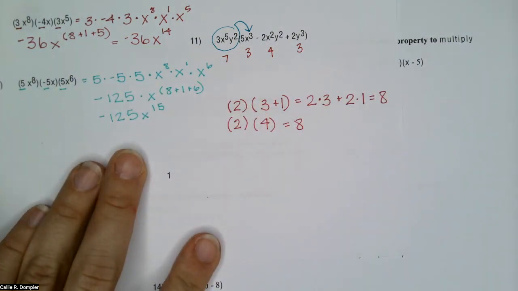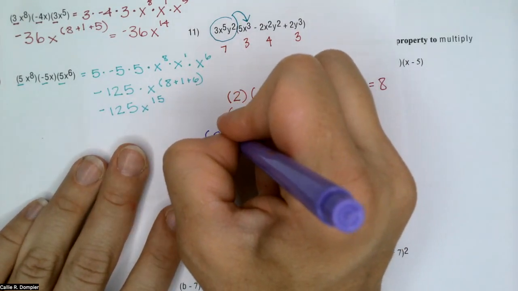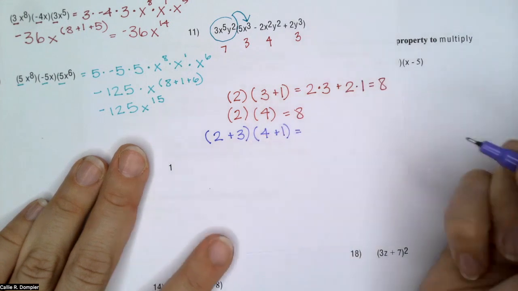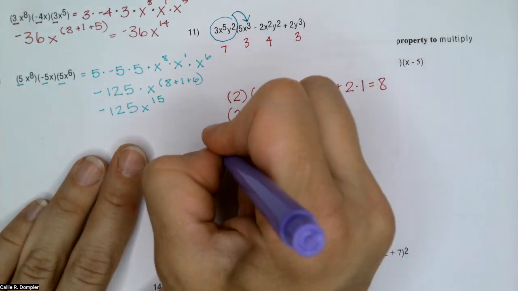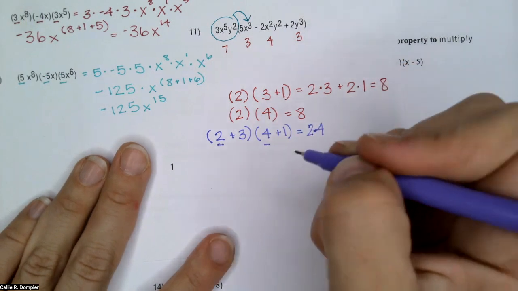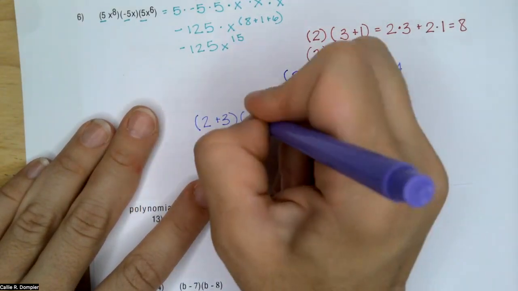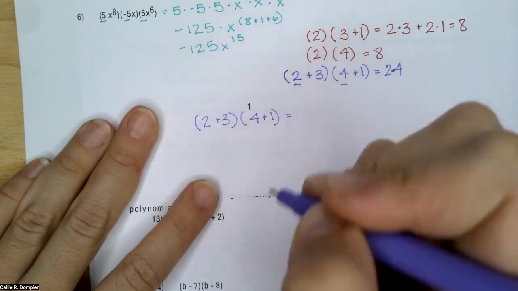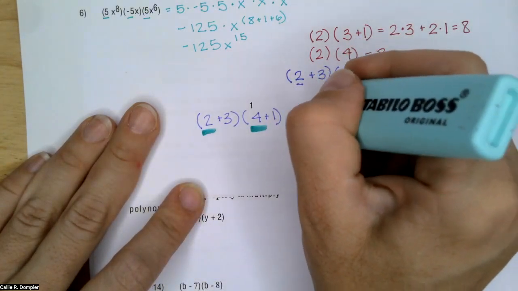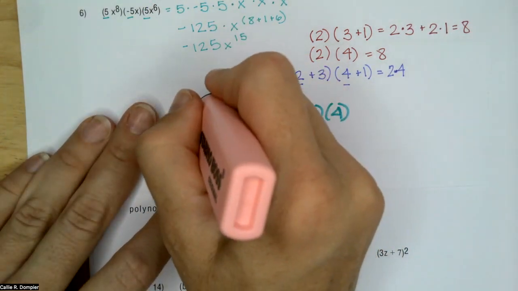Okay, this time we have a binomial here. So we have 2 and 3. We're going to multiply it by 4 and 1. Good. We're taking the 2 and multiplying it by the 4. Not enough room at all. 2 plus 3 times 4 plus 1. Good. 2 times 4. And then we're also going to do 2 times 1.